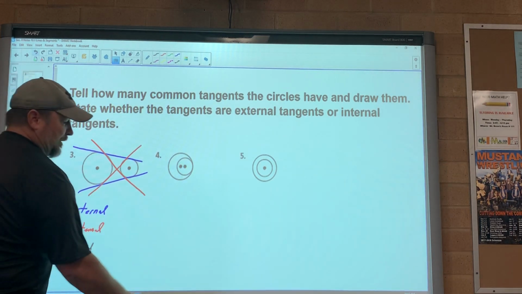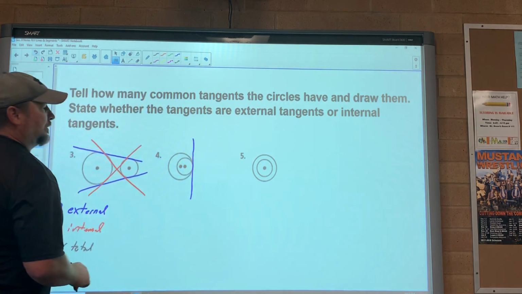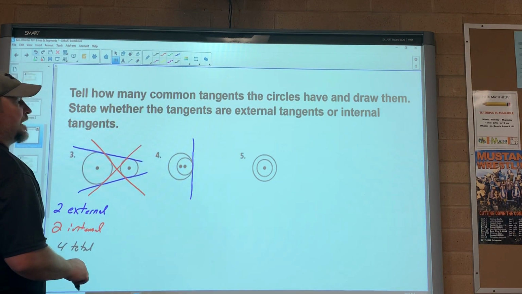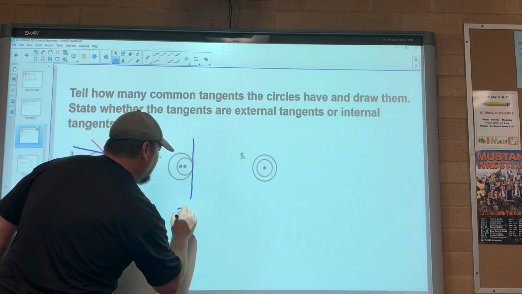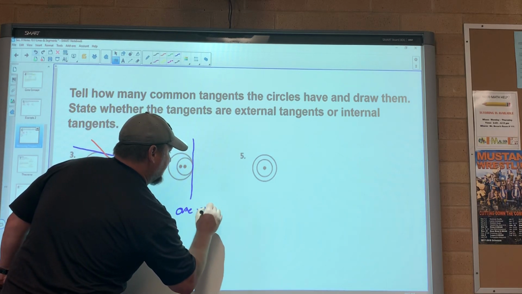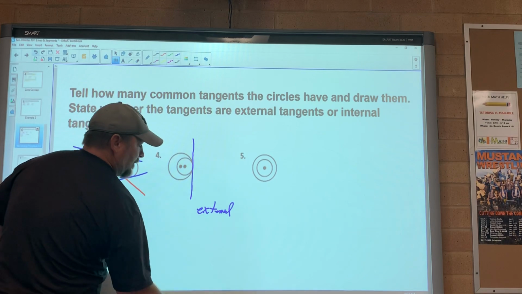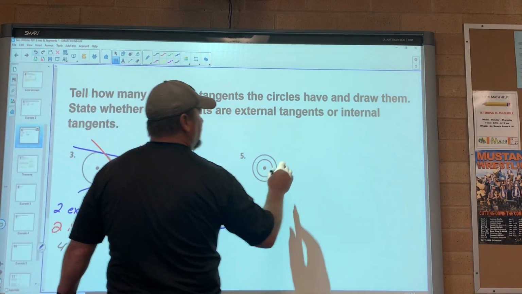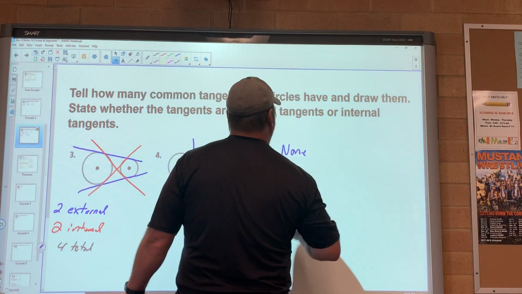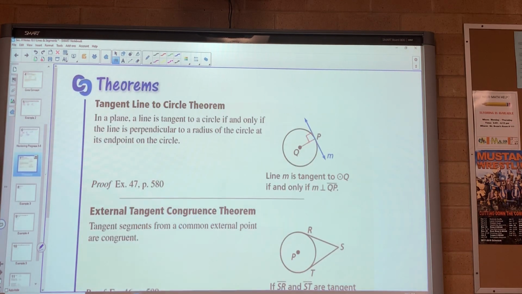Okay. This one, the external. Like it just has that one, and you cannot draw any other tangents. So 1, and it's external. Okay? Just 1 external, and then this one, none. Okay? Well, I hope that makes sense, and I hope that'll help you when you go to do your own.